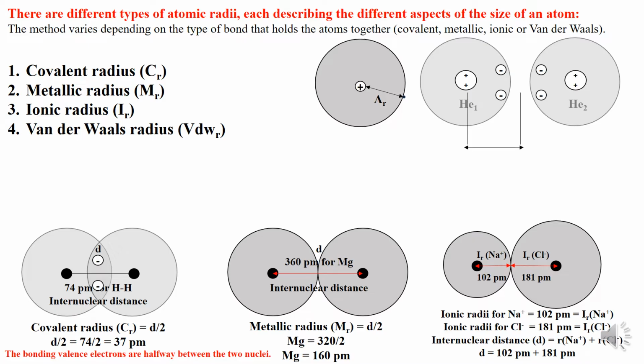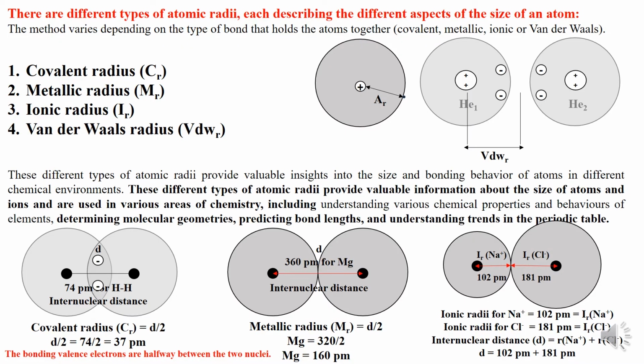And the van der Waals radius will be half the distance between the nuclei of two non-bonded helium atoms.